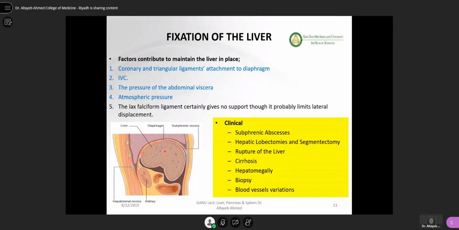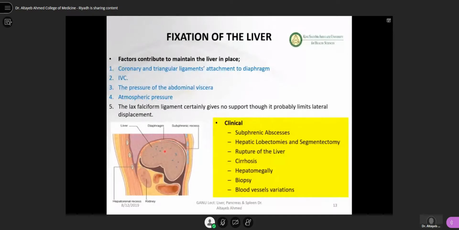Hepatomegaly can happen in response to infection. It can also be a response to anemia as a source of extramedullary hematopoiesis. In cardiovascular cases, it may be due to right-sided heart failure. If you find an irregular surface of the liver, you need to think of cirrhosis or malignancy or tumor.